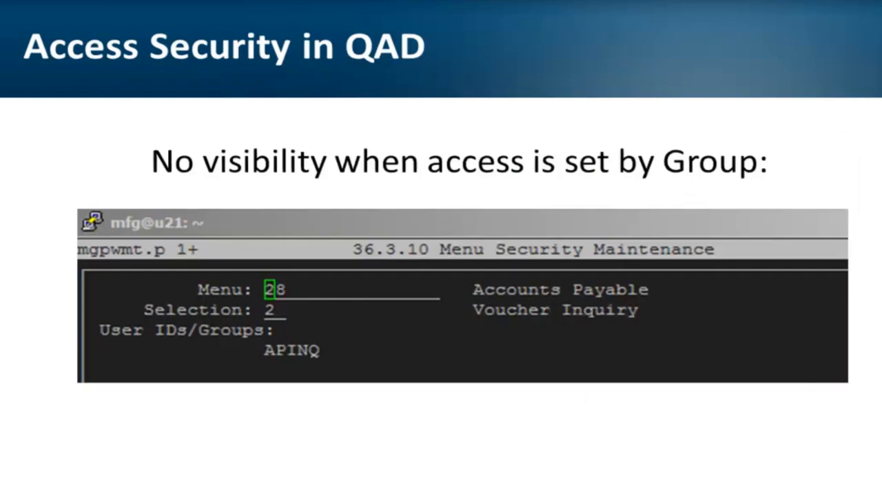The drawback with setting up the access security by group is that you lose visibility of which users have access to what menus in QAD. There are no reports out of the box that QAD offers for this. You need to run a couple of reports for menu access and group and cross-reference them to check your access security by user.